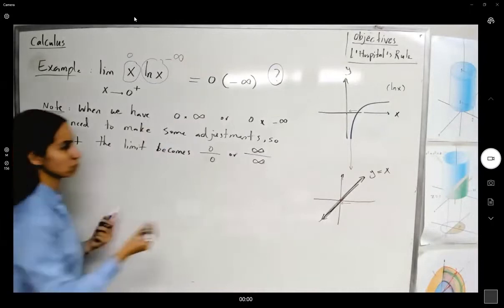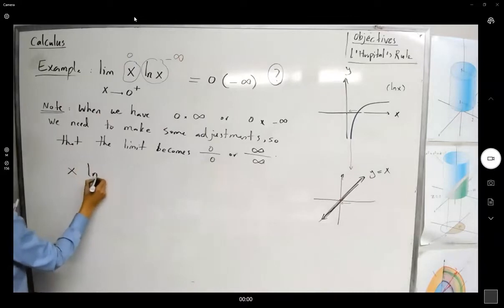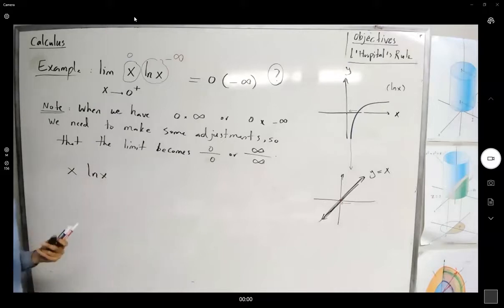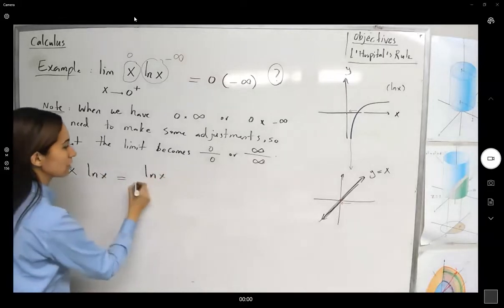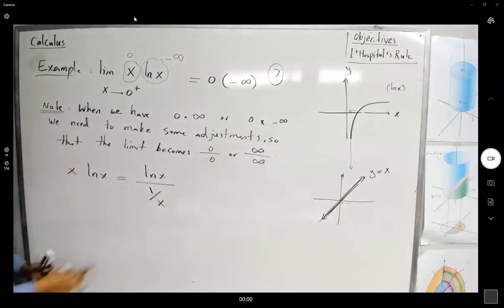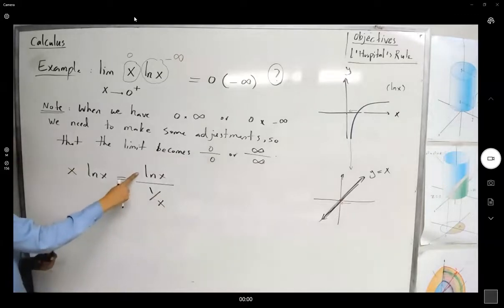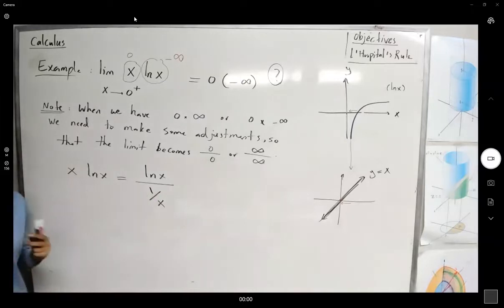How so? I'm looking at this function, x times ln of x. Well, go back to elementary algebra. This is x. If I write this as ln of x divided by 1 over x, they are equivalent to each other. Here, if you multiply x by ln of x on the denominator, you end up with 1, so you get x times ln of x. Since these two functions are equivalent, their limits must be the same.